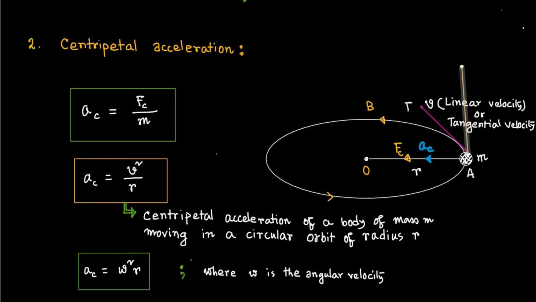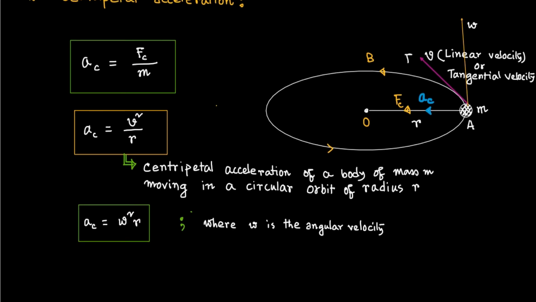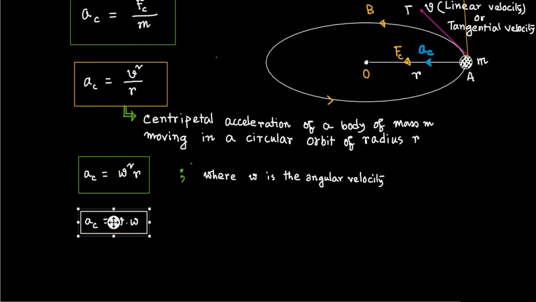In the diagram, if the body moves anti-clockwise in a horizontal circular orbit, angular velocity omega will be acting vertically upwards. Centripetal acceleration has another expression: v cross omega. So centripetal acceleration is the product of tangential velocity v and angular velocity omega.